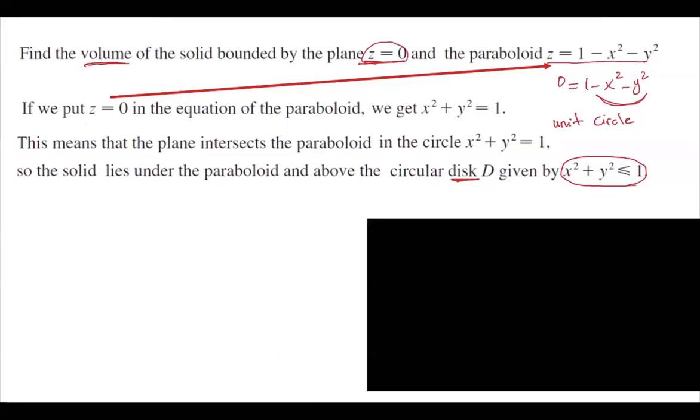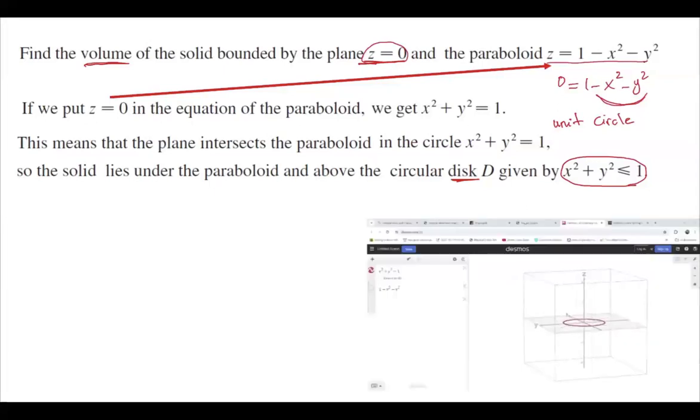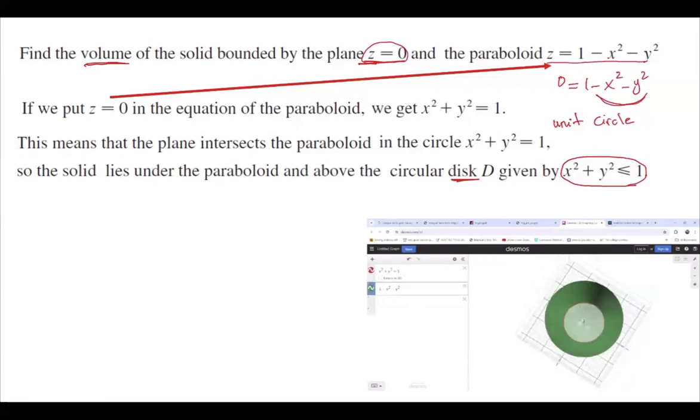We can take a look at the visualization here. So first of all, x squared plus y squared is equal to 1, which is this circle, as you can see, in the xy plane. And then you have the paraboloid z, which is 1 minus x squared minus y squared. So if we graph this as well, as you can see, it opens downward. And we look at the intersection between this 3D surface and the circle in the xy plane.